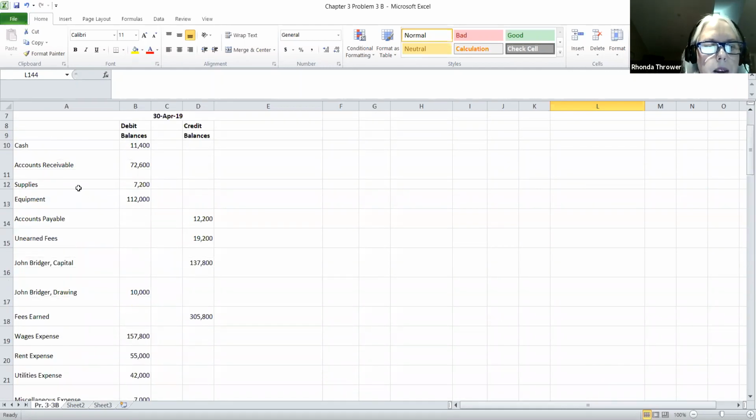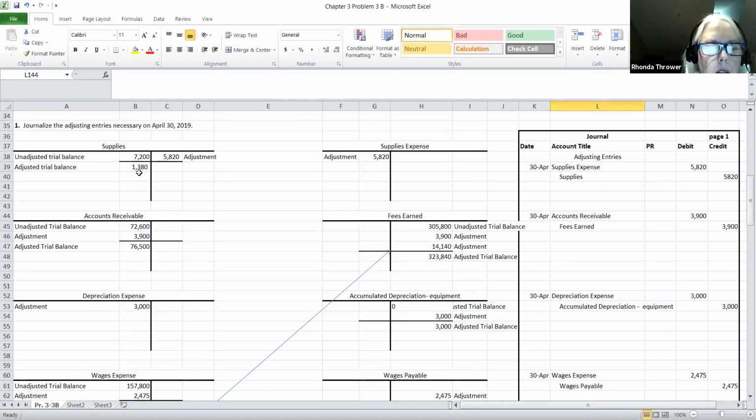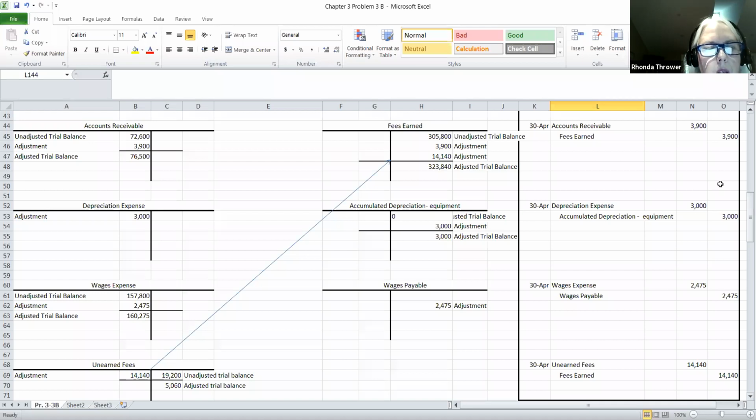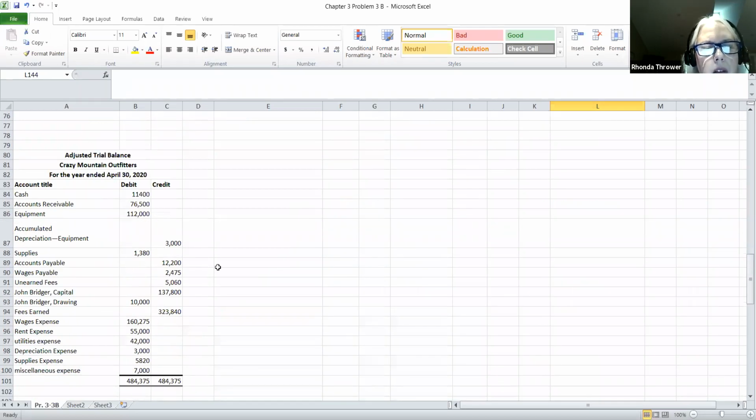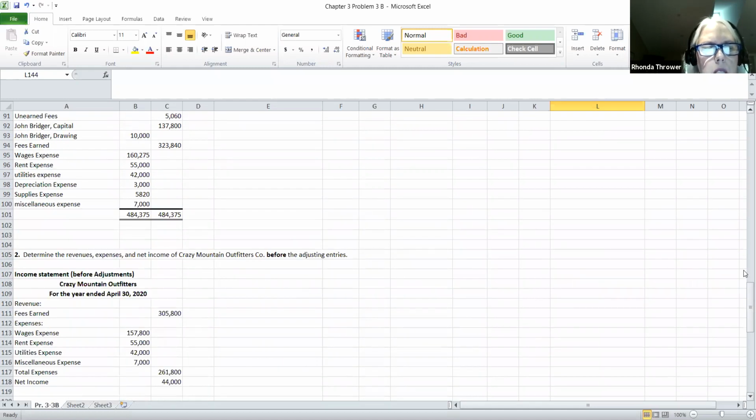So supplies comes next. Don't put the unadjusted trial balance in. Put the adjusted trial balance in. Remember, we made an adjusting entry that will reduce supplies down to the correct balance. The correct balance now is $1,380. And I think I've gone through enough of these to where you can see where the amounts are coming from. So I want to move on.